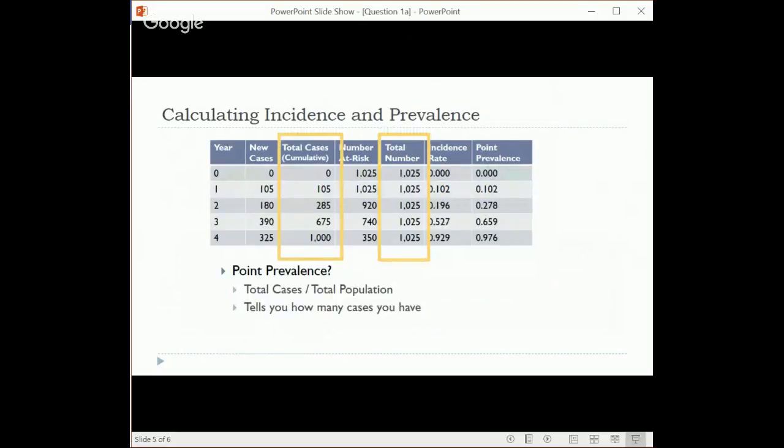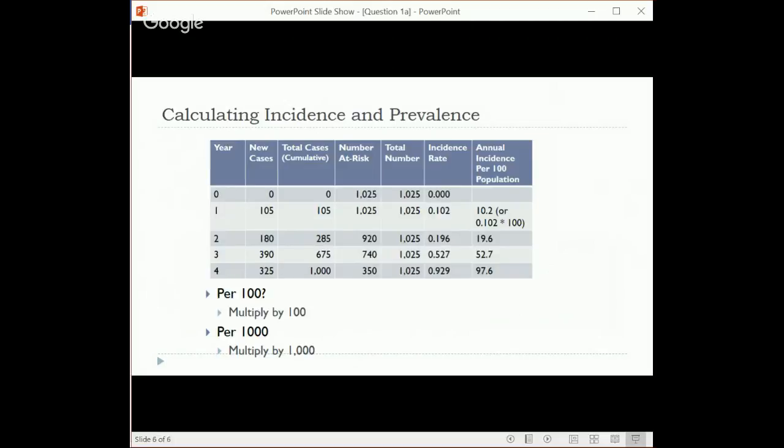So if we look at year 1, 105 over 1,025 cases gives you a point prevalence of 0.102. The same as your incidence rate, but then you see it change. 285 total cases over the total population, 1,025, gives 0.278. So the denominator here is never changing. The numerator is, and the numerator is the cumulative, or the total number of cases. It's not the number of new cases, but the total number of cases.